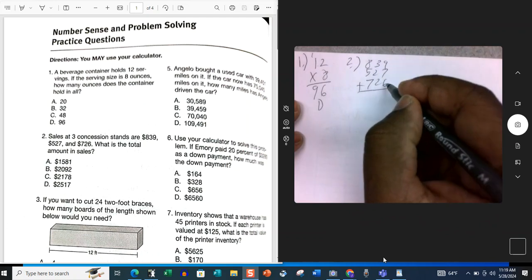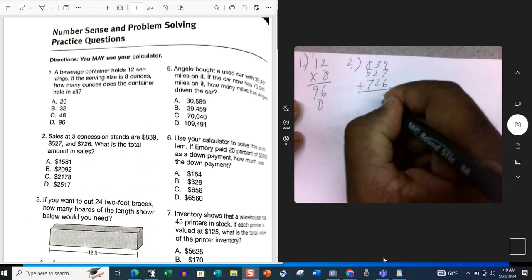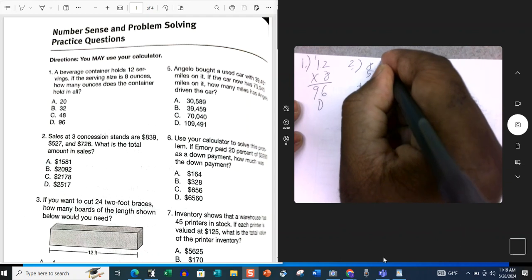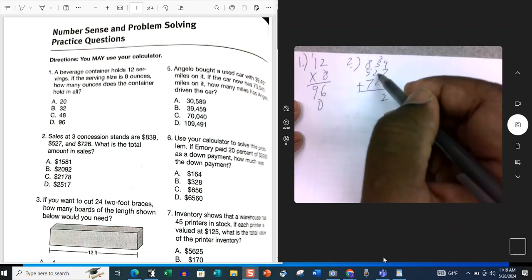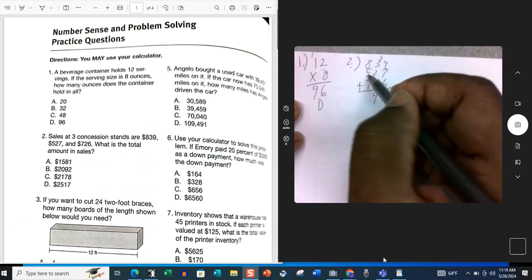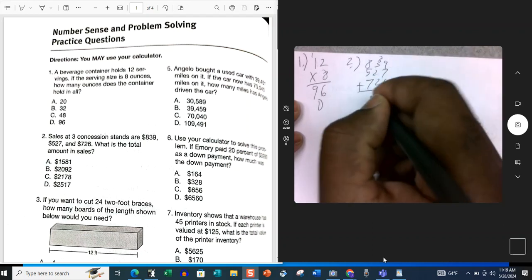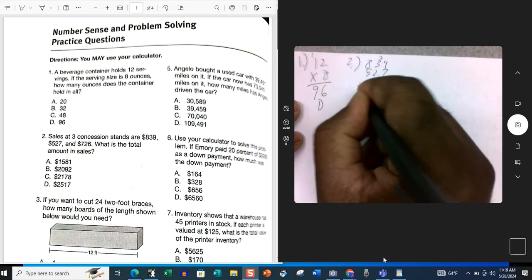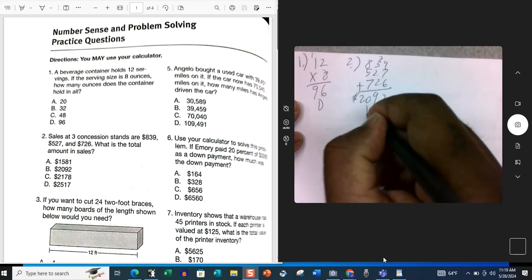9 plus 7 is 16, plus 6 is 22. Bring down your 2, carry your 2. 2 plus 3 is 5, plus 2 is 7, plus 2 is 9. 8 plus 5 is 13, plus 7 is 20. So it'll be $2,092, which is B.